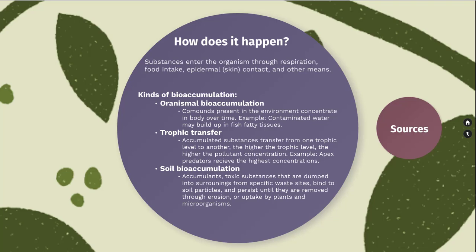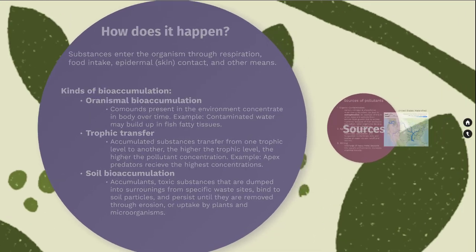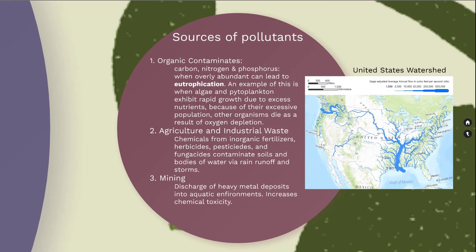And then there's soil bioaccumulation. There's also toxins in the soil, and that's from different wastes that are dumped into sites that will bind to the soil particles, and until they're removed by erosion or taken up by plants or microorganisms, they're just going to stay in that environment. So the sources of pollutants come from different types of places. We have organic contaminants, and these are things that you're like, oh my gosh, carbon, nitrogen, phosphorus, those are great things. But whenever you have too much, my grandfather always says, too much of a good thing can be bad, and this can lead to eutrophication.